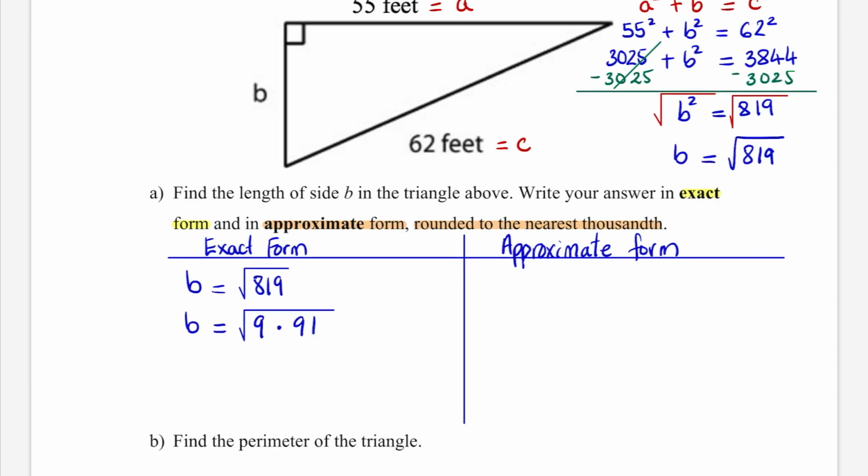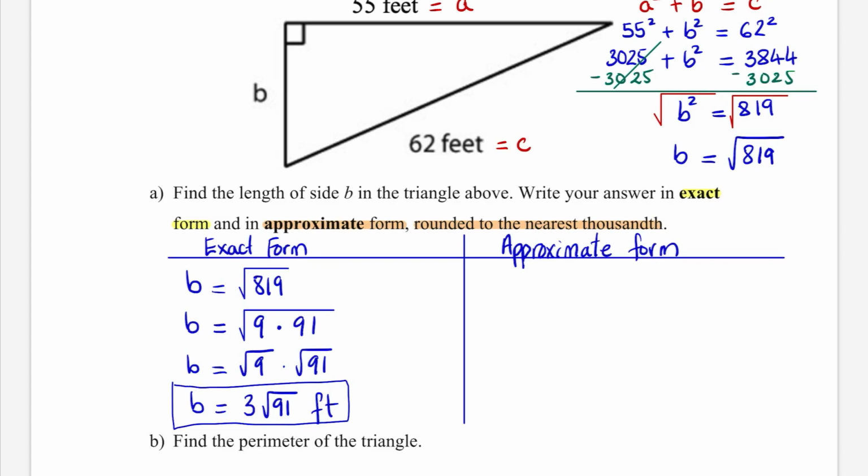The reason why I want to break it up like this is because I know that I can take the square root of 9. So I'm going to rewrite it as square root of 9 times square root of 91. And the square root of 9 is 3. B is 3 times square root of 91. And the unit is feet. This is my answer in the exact form.